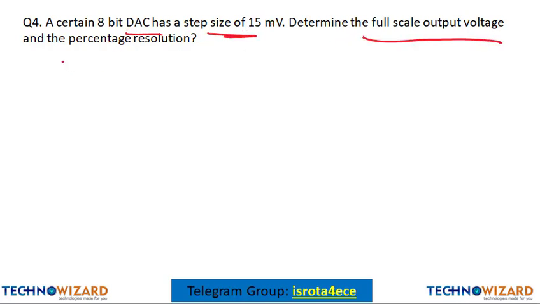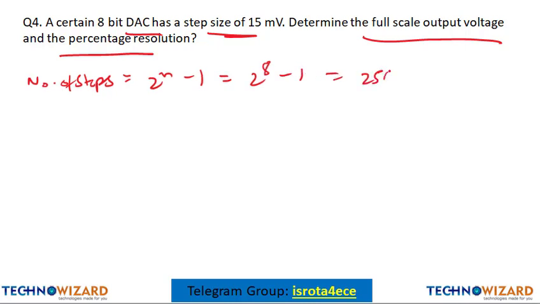Determine the full scale output voltage and the percentage resolution. Okay. Now, to find this, first of all, we have to find the number of steps for the 8-bit range. What will be the number of steps? The number of steps we can find from 2 to the power n minus 1, where n is 8 bits. 2 to the power 8 is 256, minus 1, which is equal to 255.